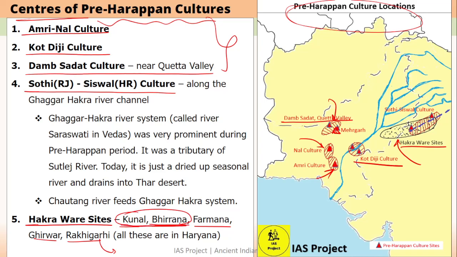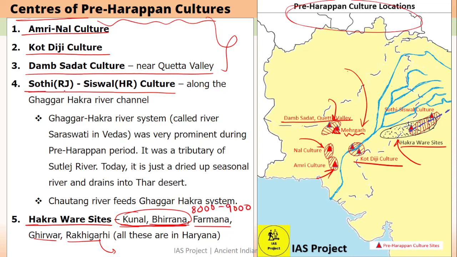Before we knew about Kunal village and Birana in Haryana, Mehrgarh was actually thought to be the oldest Indus civilization site. That is why in many books even today you will find that Mehrgarh was the oldest Harappan site. However, this is not true anymore. It is actually Kunal village as well as Bhirana, which are the oldest Indus civilization sites. These are almost 8,000 to 9,000 years old.